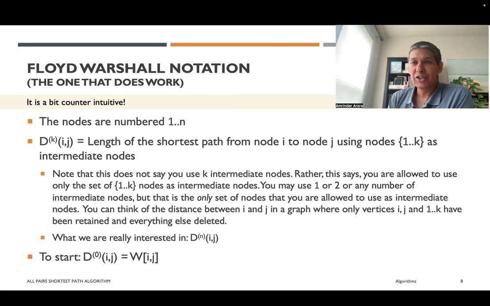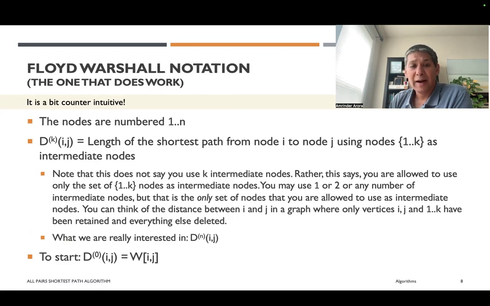So d^k_ij essentially imposes this ordering, where we are only allowed to use that particular set. And the set is implicitly defined by the number k. The set really is 1 through k. So in this notation, we don't say d^{1..k}_ij, we just say k, but the k is representing the set 1 through k.